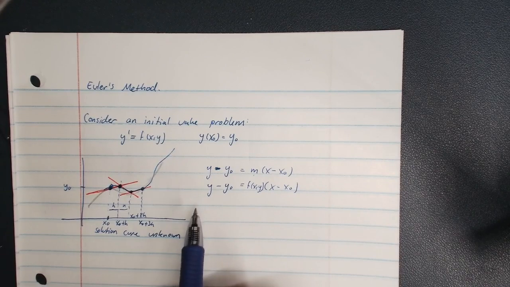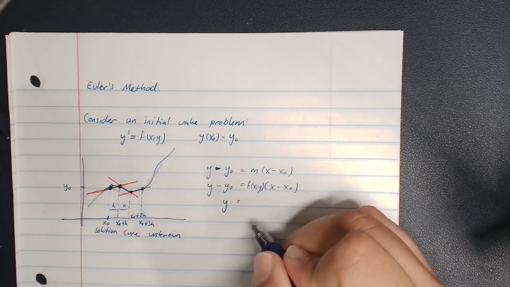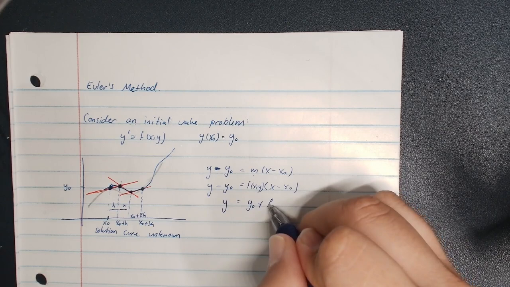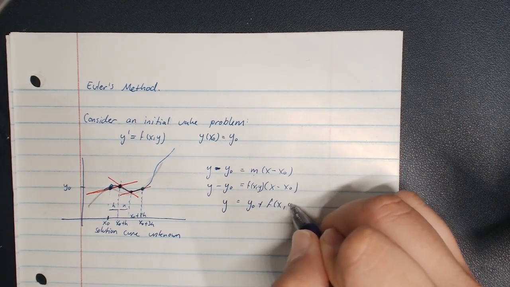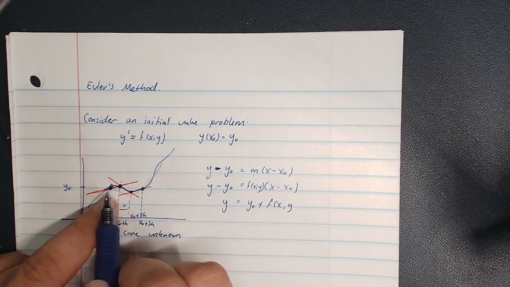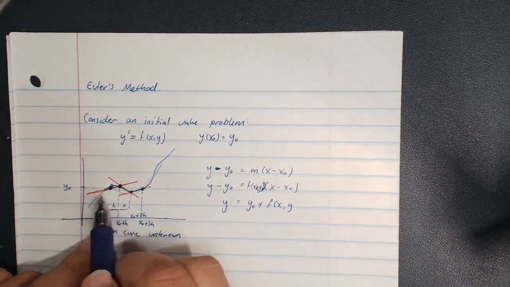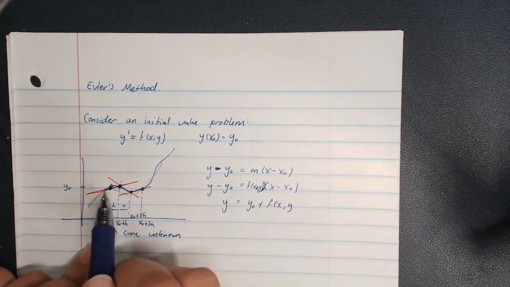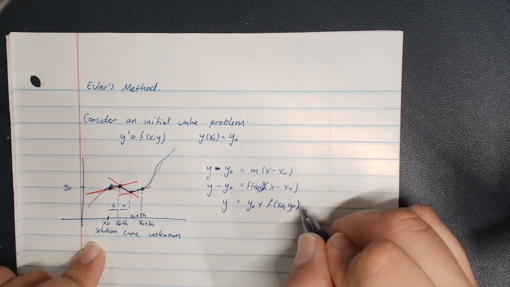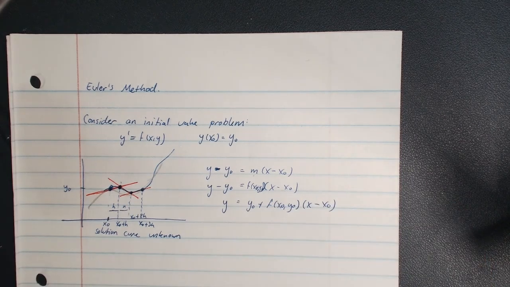Now, of course, here I can go ahead and just bring this to the other side to isolate my y, and I get y equals y naught plus f of x comma y, and actually it's not f of x comma y, it's f of x comma y specifically at that point. So it should be x naught comma y naught, because there's going to be different slopes. I want the slope specifically at the starting point. Like this, so f of x naught y naught times x minus x naught.